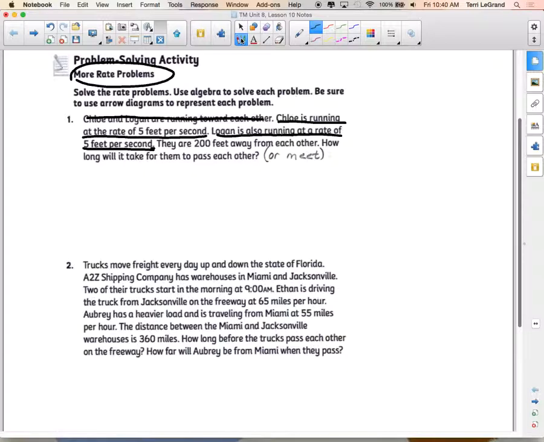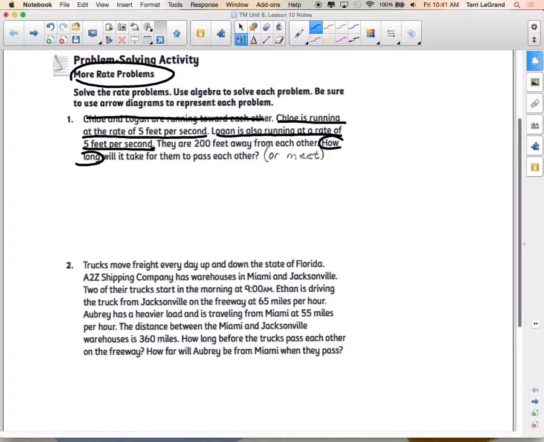It's about how long will it take them to pass each other? Okay, how long will it take them to pass each other? So how long, I'm just going to circle the how long for right now. And then notice what I put in parentheses, or meet, in other words. Because remember, they're running toward each other, aren't they? So they're going to pass, meet, and we're going to find that point where they are actually going to not run into each other, but pass each other, okay?